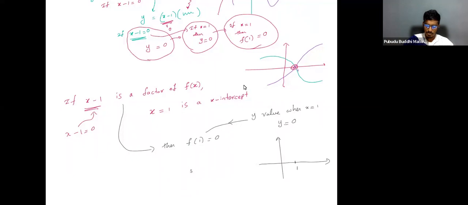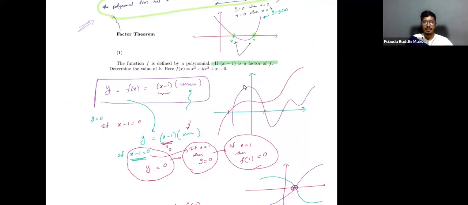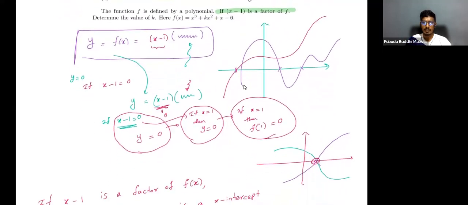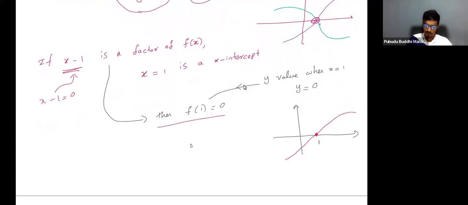Which means there is no height at that point. The height equals 0. So that's the idea. Then we want to determine the value of k. So here we have f of x. Let's compute f of 1 because we know that f of 1 equals 0. From that, we can build one equation. To compute one unknown, we need one equation. That's what I am going to build here, right?